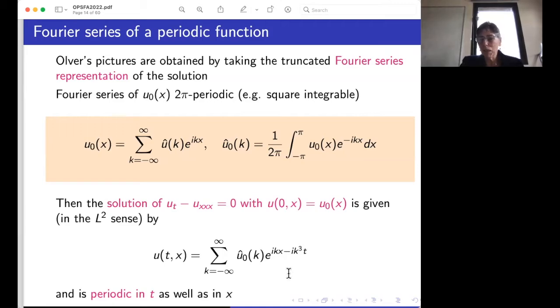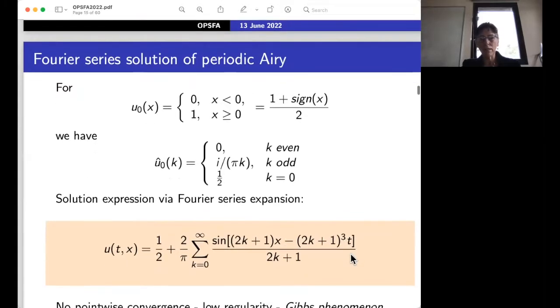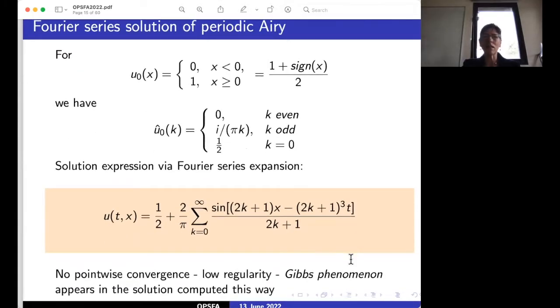And this is because essentially the solution will be periodic, not just in X, but also in T, because of the fact that you can represent it as a Fourier series like this. So there is a periodicity in T that will affect how the solution behaves. And you can write down for this particular initial condition the solution representation in these forms.